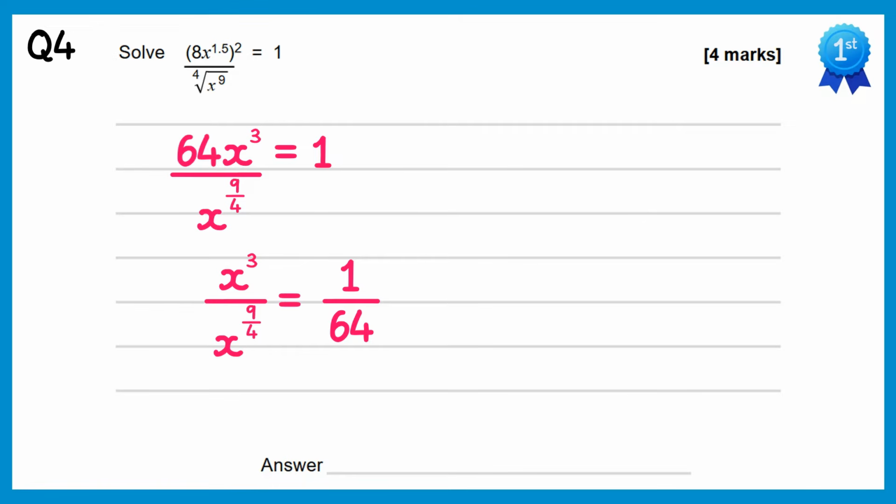Now if we look at the left hand side, this can be simplified. We've got a division, so we subtract the indices. So we need to do 3 take away 9 over 4, which gives you just 3 over 4. So x to the power 3 over 4 equals 1 over 64.